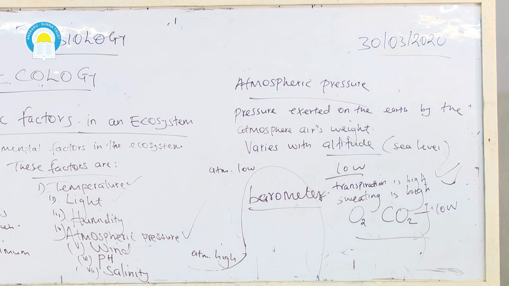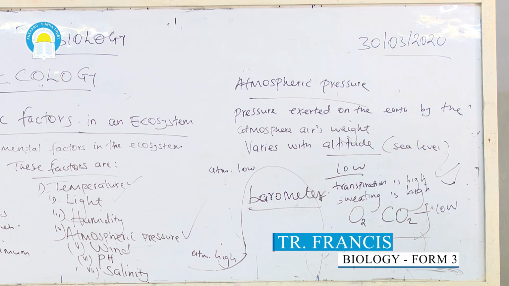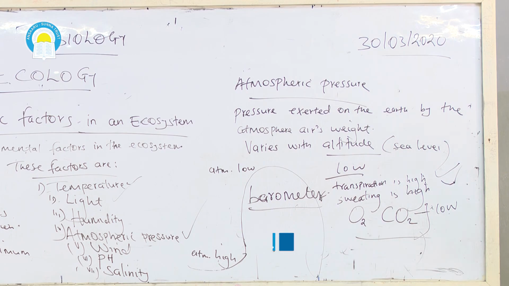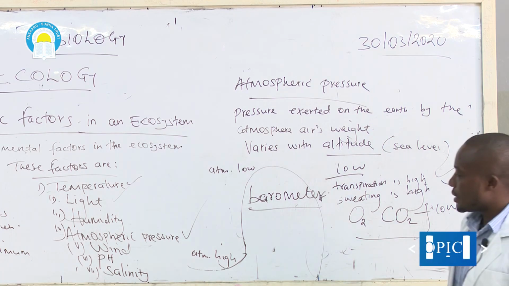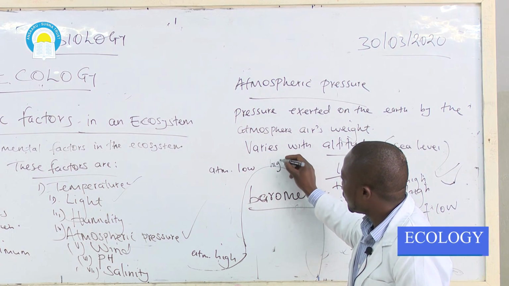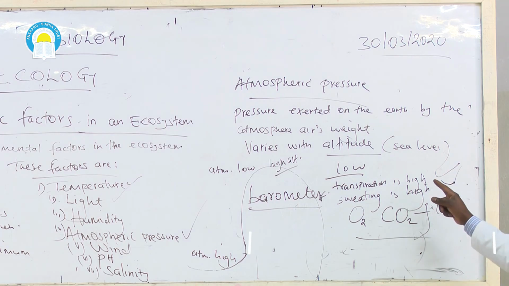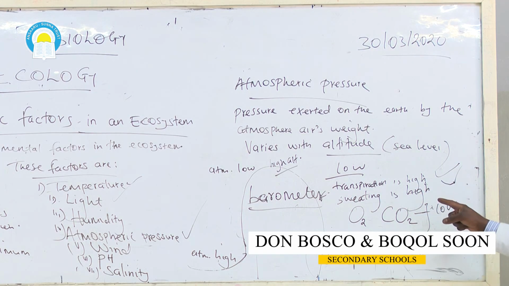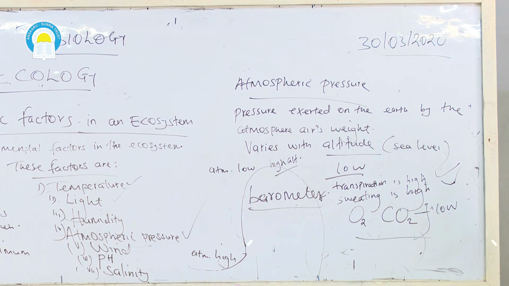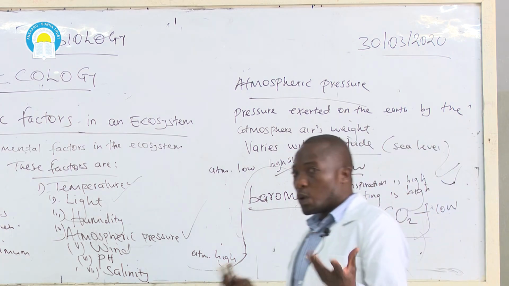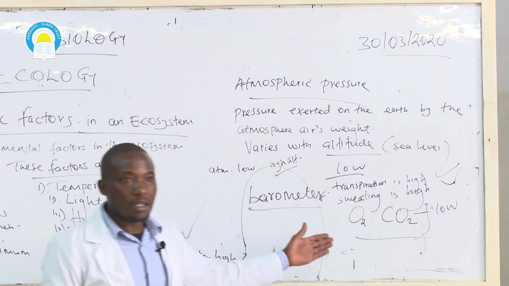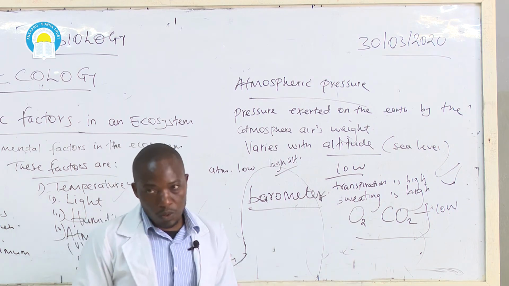So, to wind up, atmospheric pressure is the pressure exerted on the earth by the atmosphere's air weight, and it varies with altitude. At high altitude areas, the atmospheric pressure is low. And when atmospheric pressure is low, the rate of transpiration is very high, the rate of sweating is very high, and the concentration of the respiratory gases, oxygen and carbon dioxide, will be very low, meaning photosynthesis proceeds at a very slow rate.